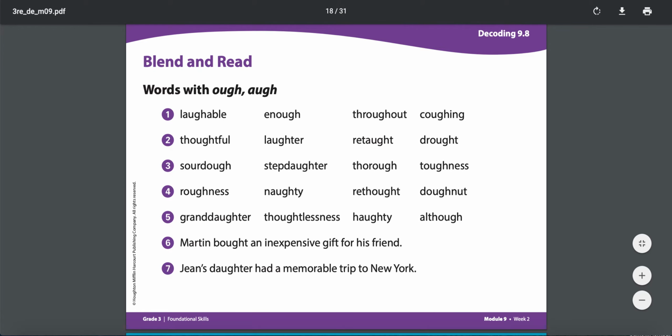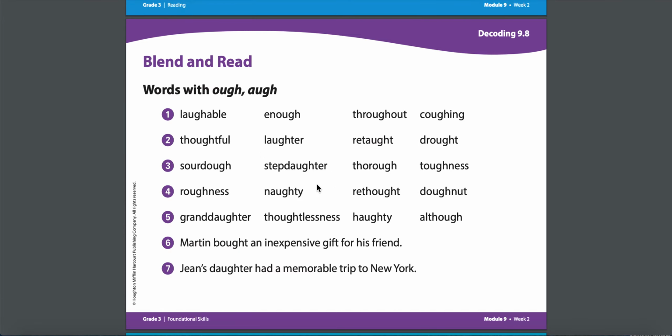All right. Then again, you have some worksheets on the spellings with words with spellings O-U-G-H and A-U-G-H. Repeat after me for this first line, please. Laughable. Enough. Throughout. Coughing. Okay? So remember, O-U-G-H and A-U-G-H, they can have many, many, many different sounds. Please take your time to pause the video and go through the rest of these words. And go.